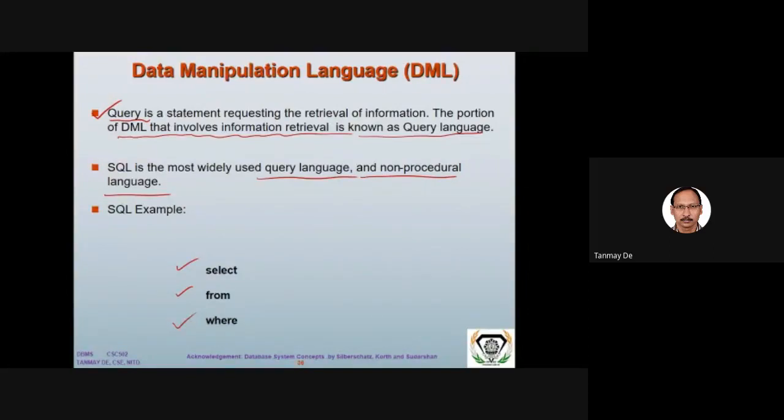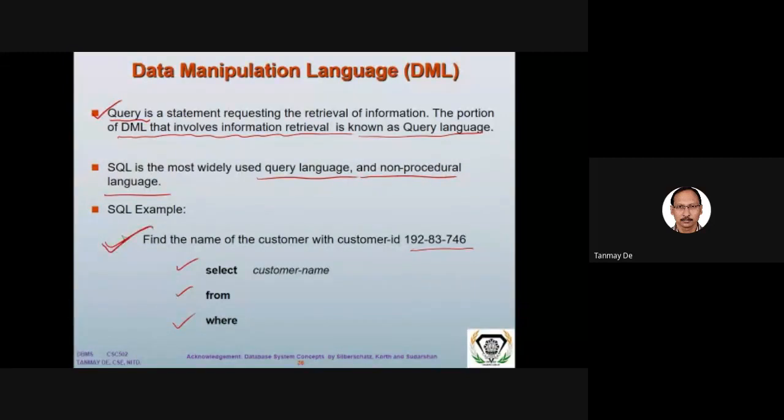So here select, from, where are the basic statements or keywords. Suppose I want to find the name of the customer with a given customer ID. How do we write the query by using the DML, data manipulation language? By using the select statement. In the select, we write the customer name. Because what is our query? Find the name of the customer with the customer ID, this one.